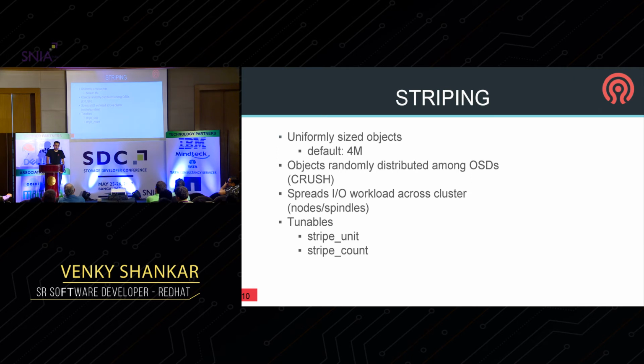Tunables: for striping, we have just 2 tunables, stripe unit and stripe count. The default stripe unit is 4 megabytes with a default stripe count of 1. You can change that. It's called fancy striping. You can change it to adapt to your workloads. If you have a small file workload, you can change the stripe unit to say 4K and the stripe count to 4.